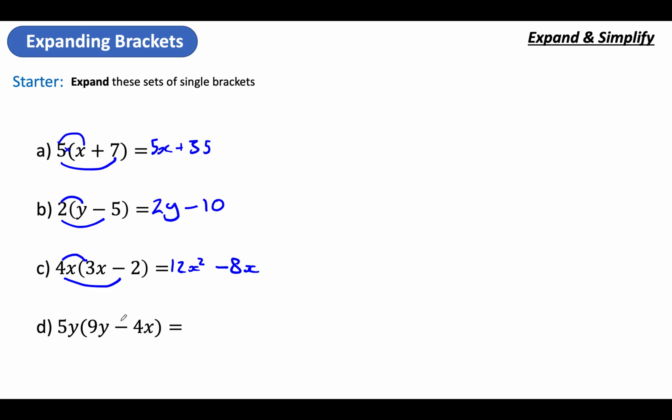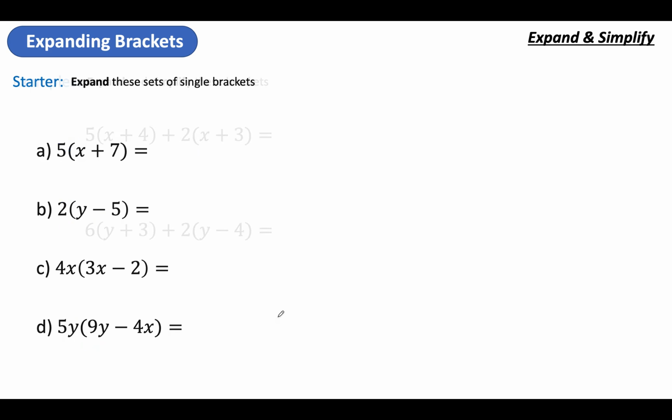Next one, so 5y times everything in the bracket. 5y times 9y. Well, 5 times 9 is 45. And then y times by the y, we write as y squared. And then 5y times by negative 4x. Right, 5 times negative 4 will be negative 20. And then y times by x, well, I can't put y squared or x squared because it's not times itself, it's times a completely different letter. So we're going to write that as xy. Or you could write it as yx, it doesn't matter on the order, I just think it's neater when you go xy. But yes, you could write yx and it'll be just as correct.